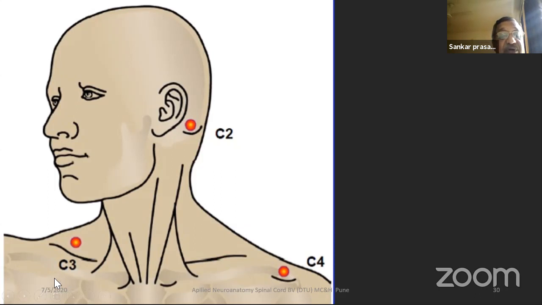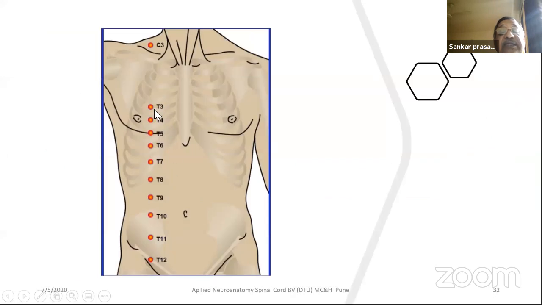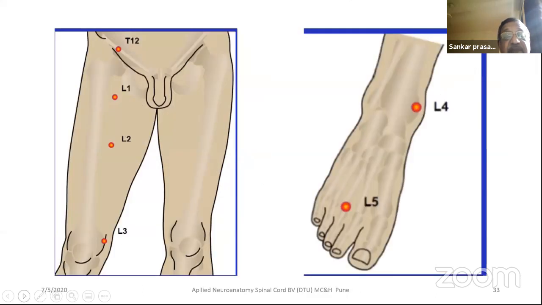This is C3, and this is the C4 dermatome, and you can see C6, C7 and C8. C5 is the lateral aspect of the upper arm, especially in the deltoid area, then T1 and T2 dermatomes. You can see T4 is the nipple level, T6 is the costal margin, T10 is the umbilicus level in between, and T12 is the groin. If you have a sensory level, that is a very important pointer towards spinal cord pathology.